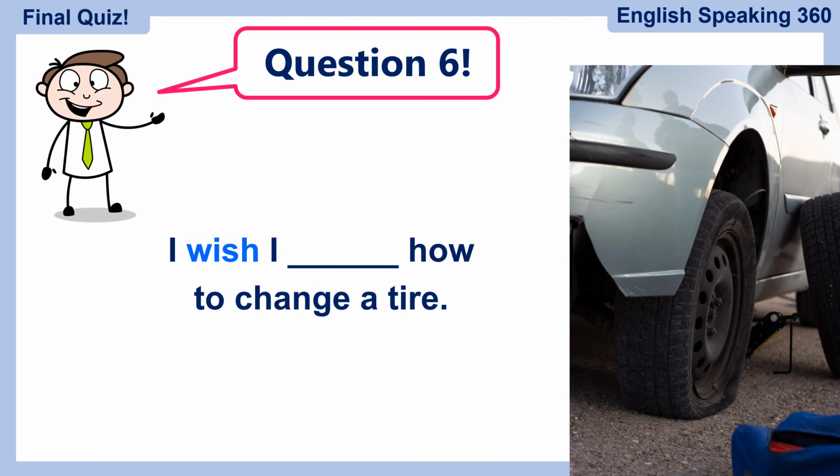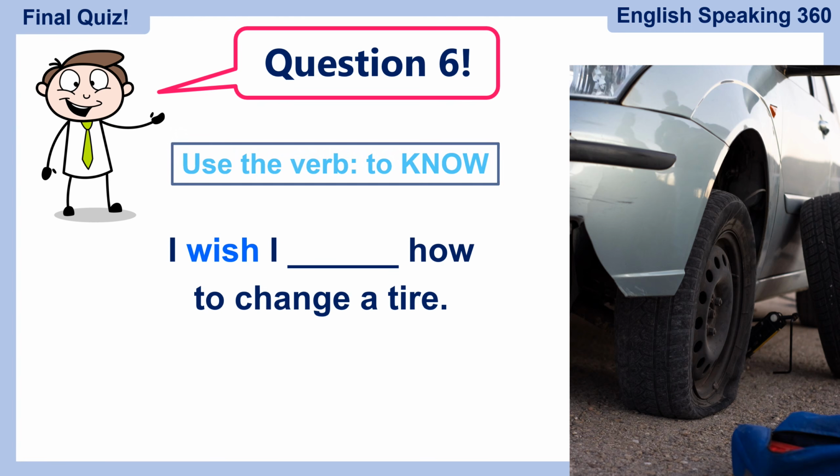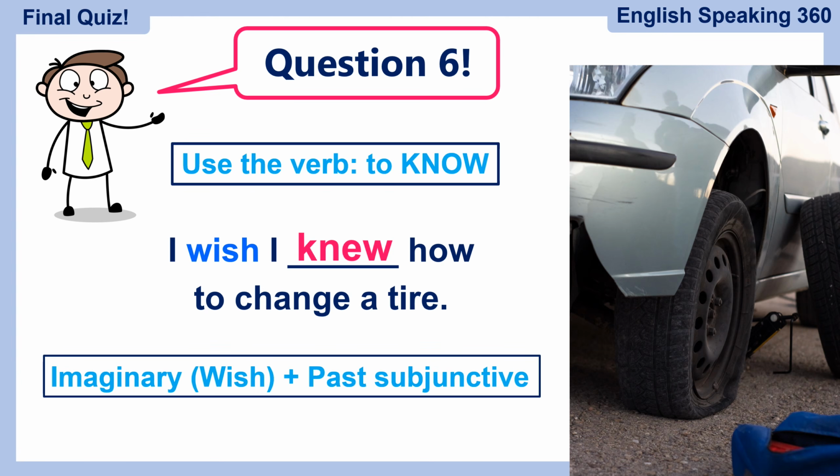Question 6. Oh, that's bad luck right there. A flat tire. I wish I how to change a tire. Try to use the verb to know. I wish I knew how to change a tire. Here is an imaginary wish sentence, so it requires the past subjunctive that looks like the simple past.